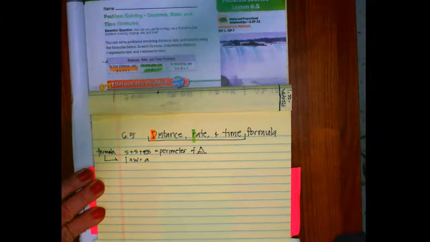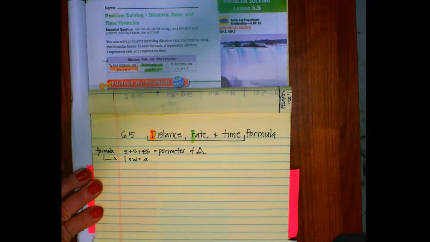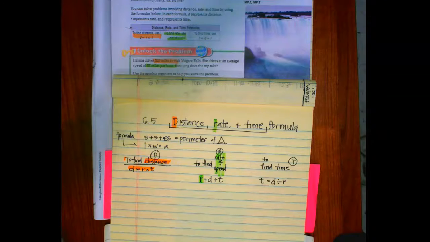In this lesson, we'll be solving problems including distance, rate of speed, and time by using the formulas below. I'm going to rewrite them in my notes. You can do the same or not. So I've done some color coding. You can do it. You do not need to.